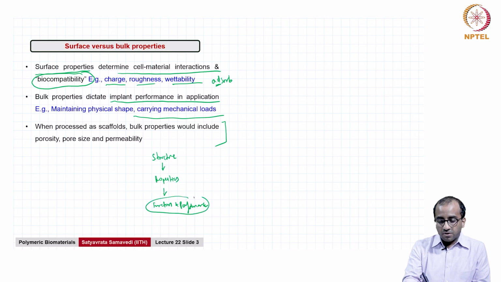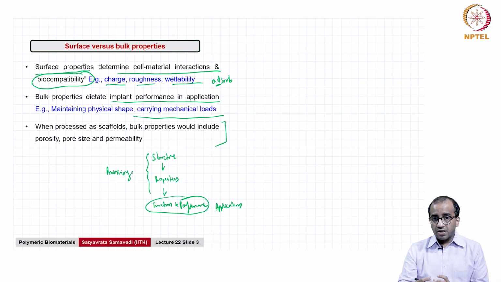Now, function and performance has to be contextualized to a specific application. But what is not said here explicitly, and what should be quite clear to you by now, is the role of processing. Because the structure property relationships, many of them that we have looked at, are also deeply impacted by how the materials are processed. And as part of the theme that we are currently looking at, which is bulk responses, we will deal with processing separately later in the course. But this is just to remind you that processing has a very important role in determining structure and properties.